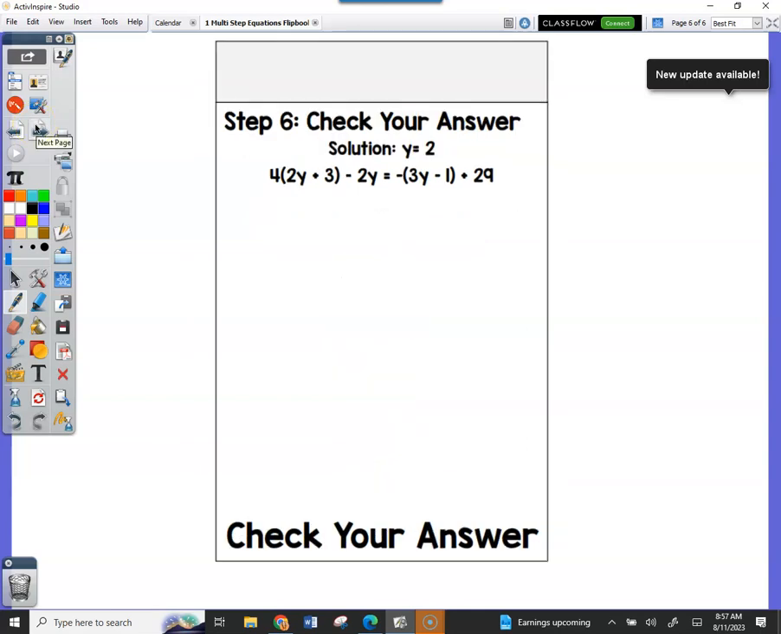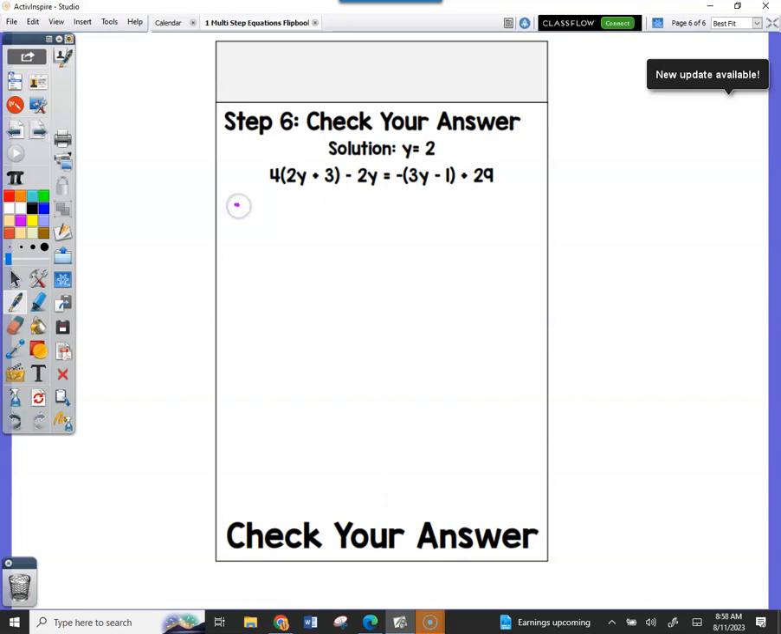So to check it, it is as simple as typing the left side into your calculator, hitting enter, then typing the right side in your calculator, hitting enter, and they should match. Now, when I say typing it in, I don't mean type a Y. I mean type 2 in place of Y in your calculator.